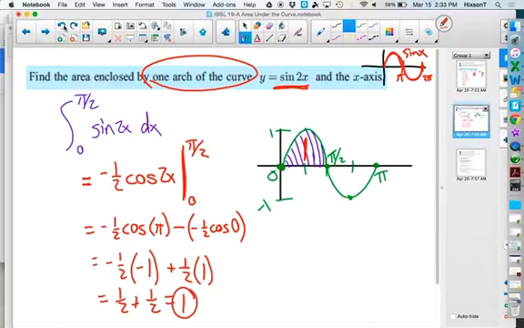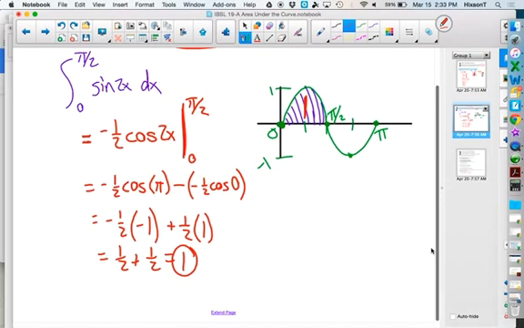Now, let's take this a little step further. What if, instead of just one arch, they said find the area contained in one period? Same thing. In this case, the integral from 0 to pi of sine of 2x.